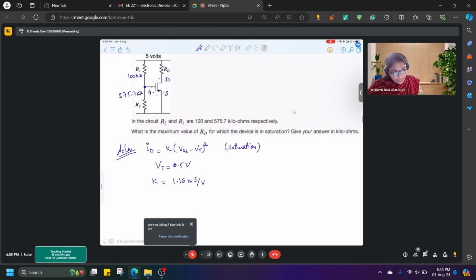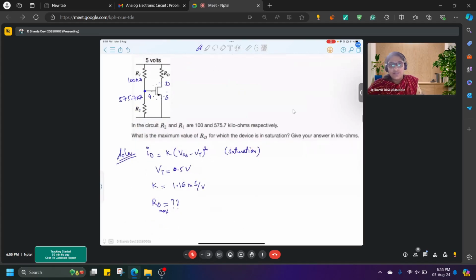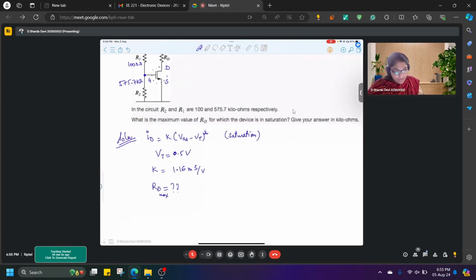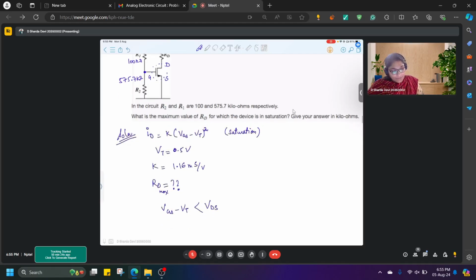So the question is, you have to find RD max such that this device remains in saturation. So how do we find whether the device is in saturation or not? What is the condition for saturation? VGS minus VT should be less than VDS. Correct? Now, let's find out what will be the VGS.